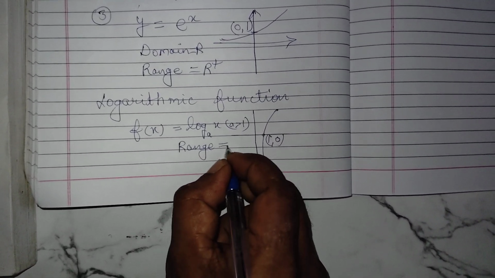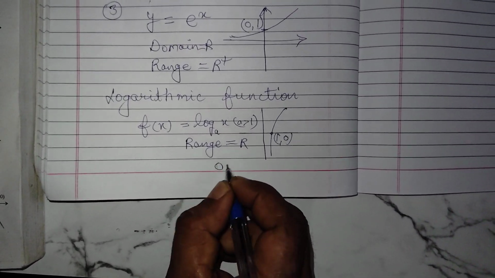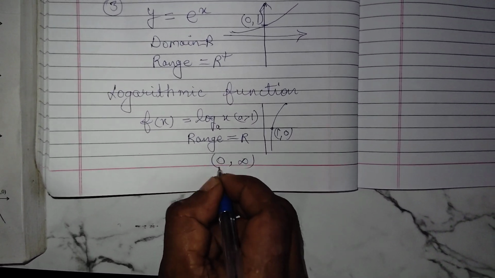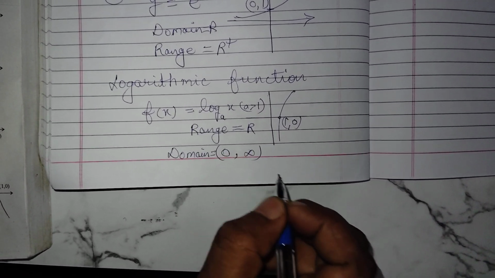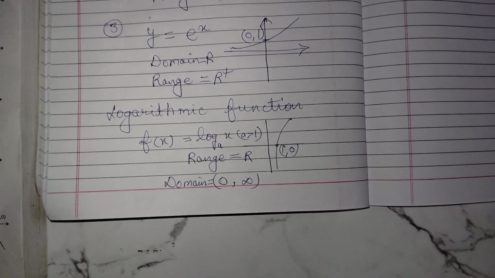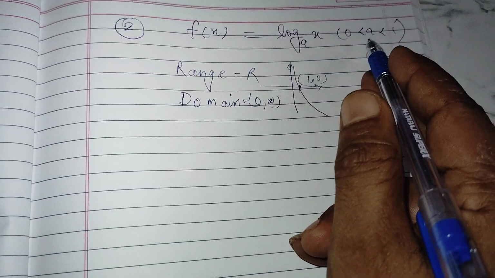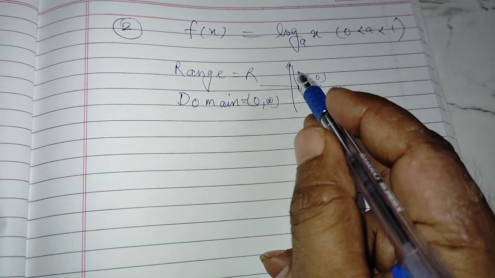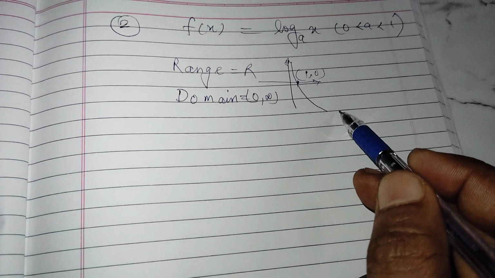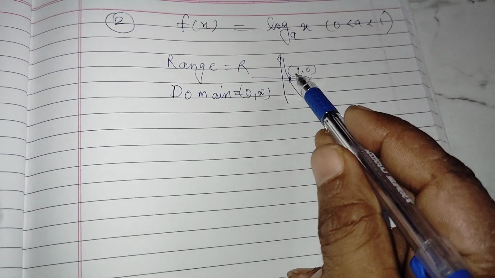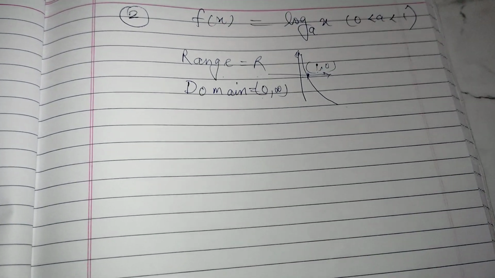And the range here is R. The domain is 0 to infinity, which means we can put any positive value, and in range we can get R, real numbers. Here, a is between 0 and 1. The log a graph lies in the first and fourth quadrant. It goes downward as x is increasing, and this point is 1, 0. The range in this case is R, and the domain is 0 to infinity.